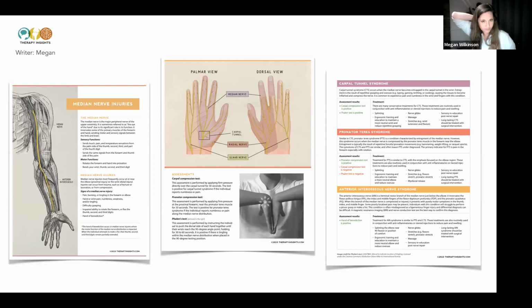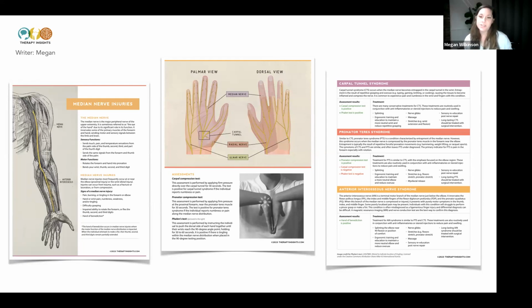At the bottom, it talks about different assessments that we might typically perform in order to start to get that differential diagnosis: the carpal tunnel compression test, the pronator compression test, and the Phelan's test. We have a picture of that to the right of it, and it gives really nice, simple descriptions of how to perform those assessments.